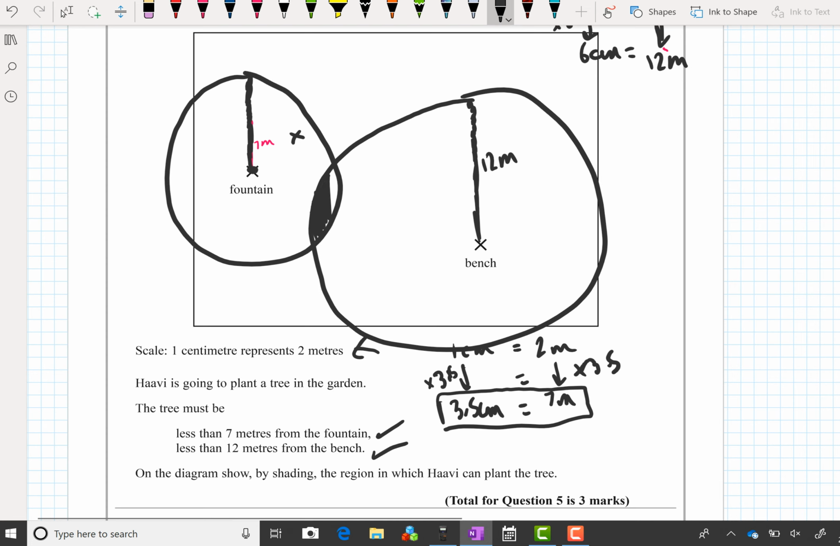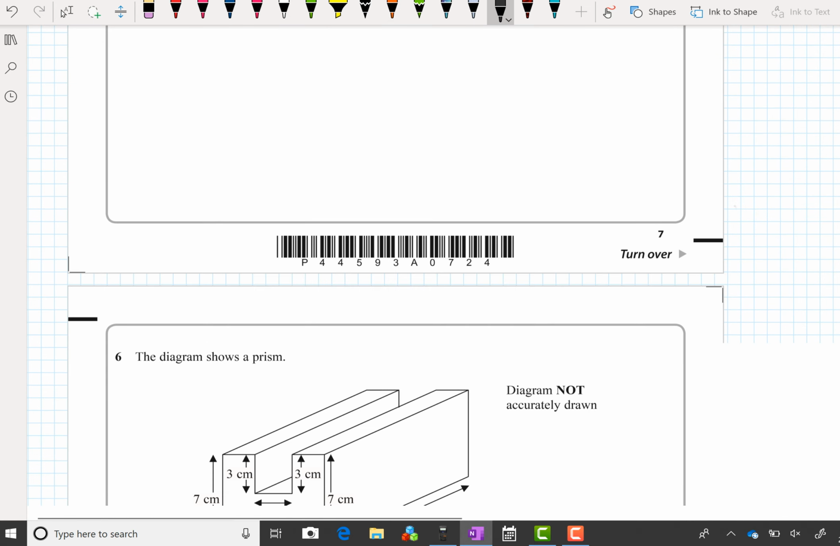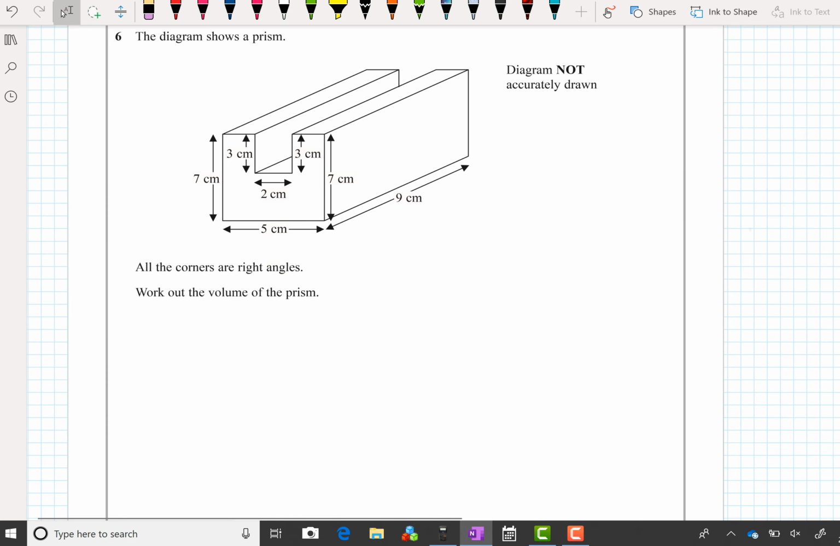This overlap's very special because if you think about it, if I am to pick, can we do orange? Orange, please work. Yes. If you pick this point, that point is less than 12 meters from the bench because it's not quite at the edge of the circle, thinking about the circle, 12 meters all the way around. And it's also less than 7 meters from the fountain. So that's your region where he can plant his tree if he so wished. Any point in there. Of course, you need to do it accurately, unlike me. Still award myself 3 marks there because unfortunately OneNote does not have a compass tool yet.